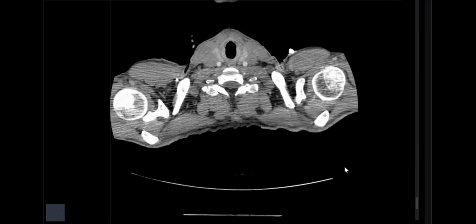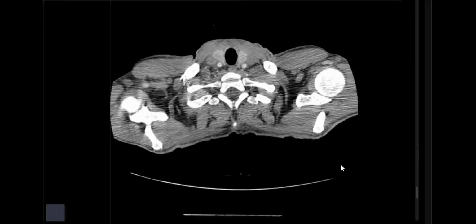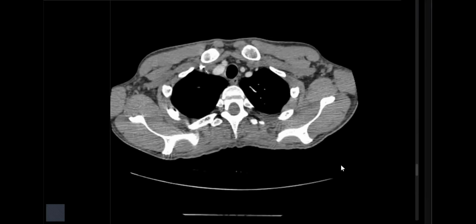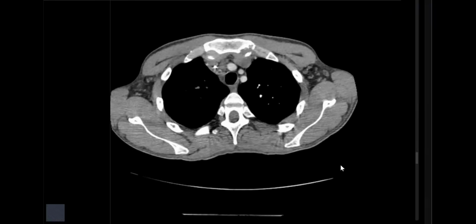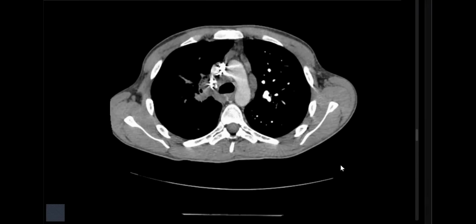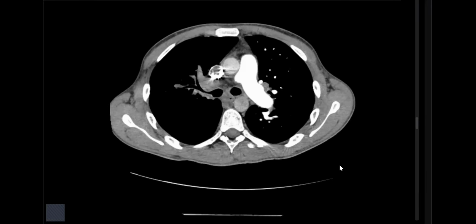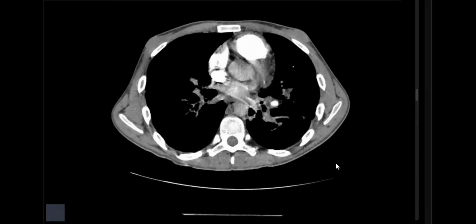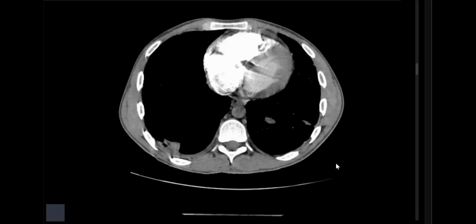This patient, 25 years old, presented with dyspnea, chest pain, and mild fever. I have been presented with axial CT images with IV contrast for a patient with history of dyspnea, chest pain, and fever. I will scroll quickly through the images and then I will come back to my observation.